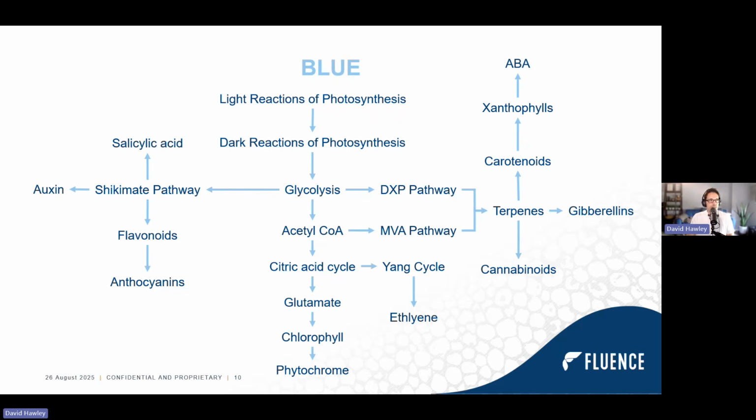Or you can go to the right here. You can go through the DXP pathway, or you can go through the mevalonate pathway. Both of these pathways produce isoprenes, which are 5-carbon chains that you can combine in all kinds of fun ways to make your monoterpenes, your sesquiterpenes, your tetraterpenes. You can make gibberellins, which are yet another plant hormone. You can make carotenoids, which are a secondary photosynthetic pigment. And you can make abscisic acid, which is yet another plant hormone.